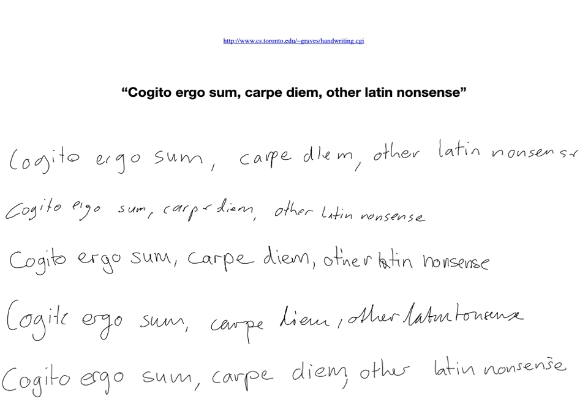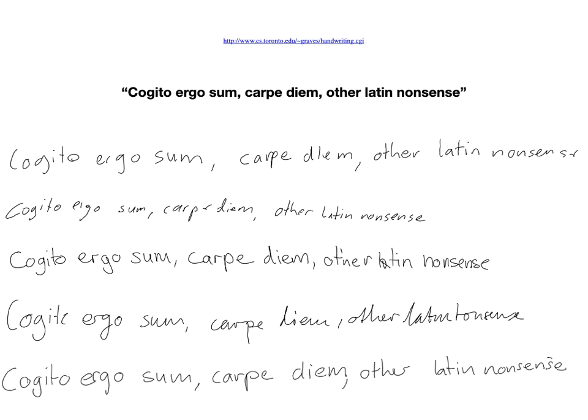It's the same idea as the image capturing. It cuts both directions, right? I could feed it in the reverse direction. I could feed it one of these photos of handwriting, and it would be able to pull out cogito ergo sum, carpe diem, other Latin nonsense. So that's the idea. Just another interesting application.